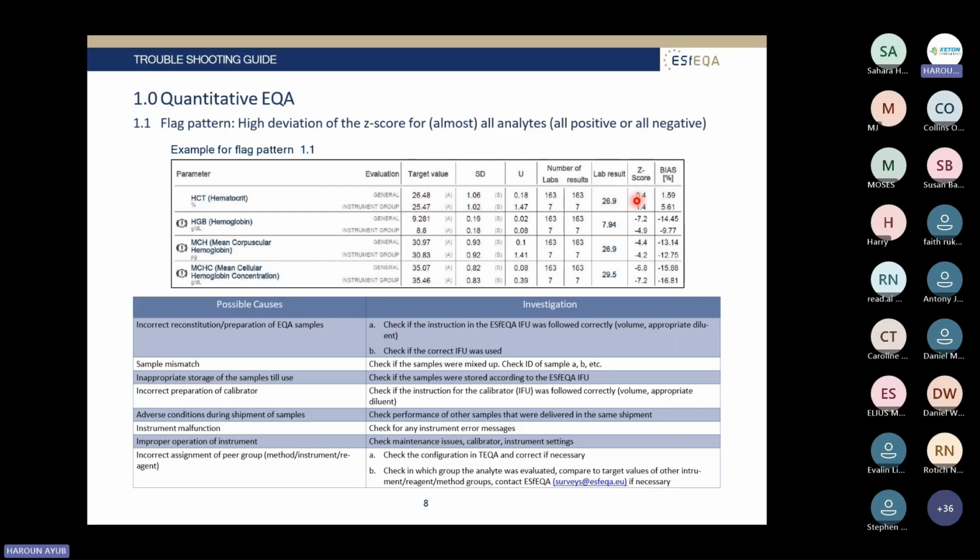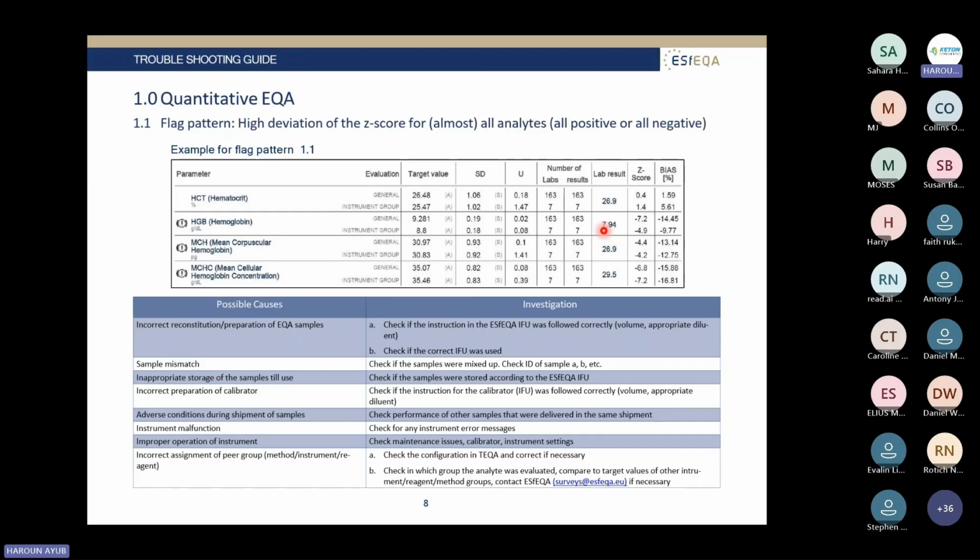Now remember, the individual Z-score also appears depending on the grouping we have. So it will be 26.9 minus 26.48 divided by 1.06, our Z-score is 0.4. 26.9 minus 25.47 divided by 1.02, we got 1.4. You can do these calculations on your own. This is important to note, because if you have failed this particular EQA and you come and rerun the sample, definitely you need to calculate your own Z-scores now.